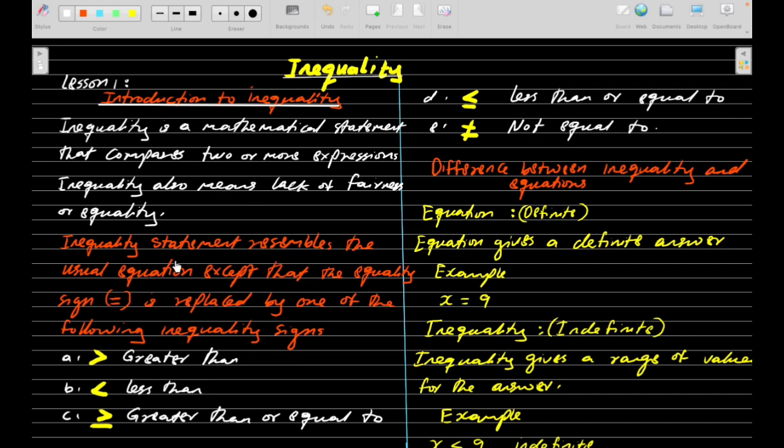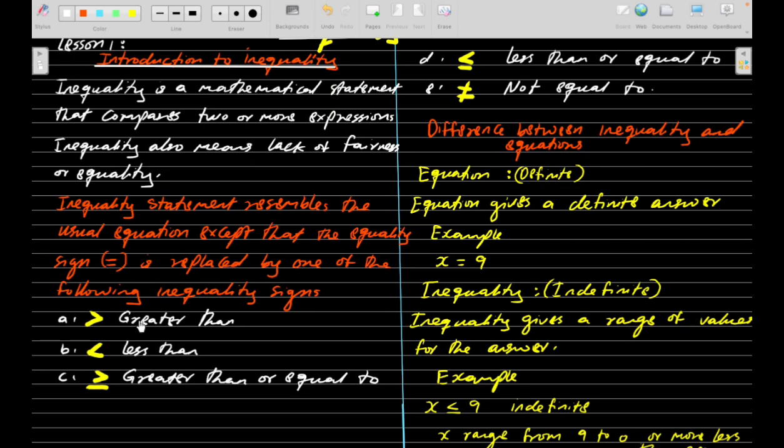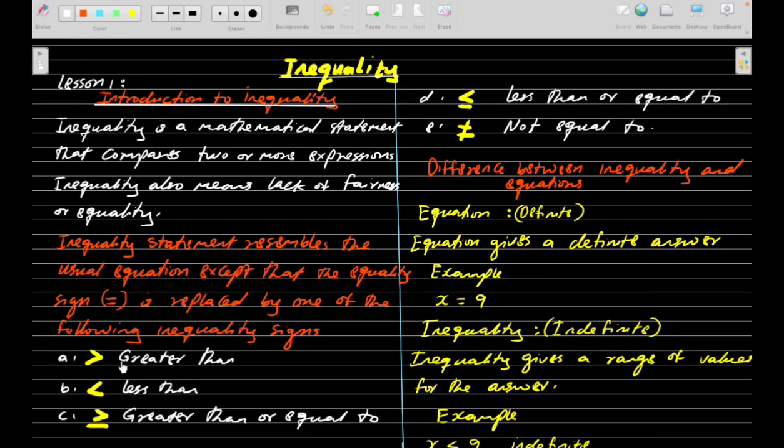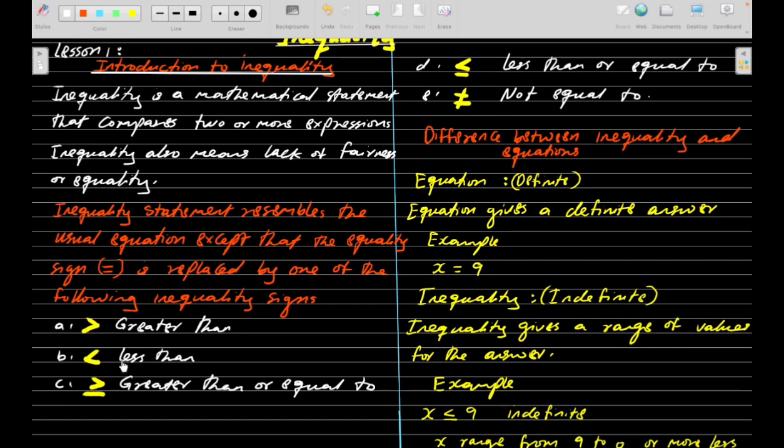So inequality statements resemble the usual equation that you know, except that the equality sign is replaced by one of the following symbols I'm about to show you now. We have greater than, less than, greater than or equal to, less than or equal to, and not equal to.